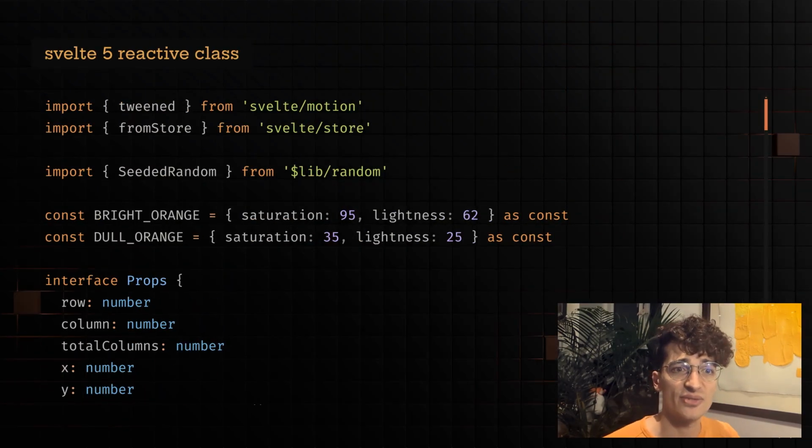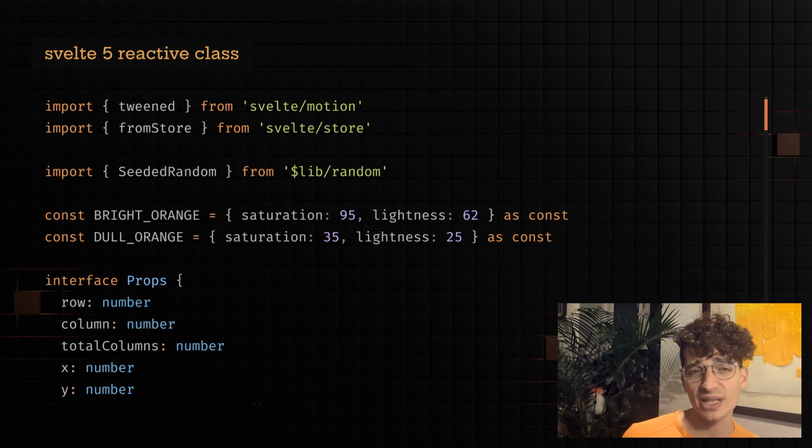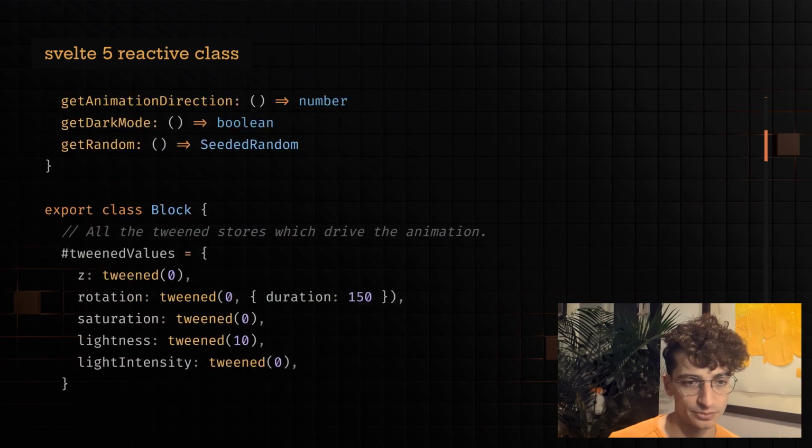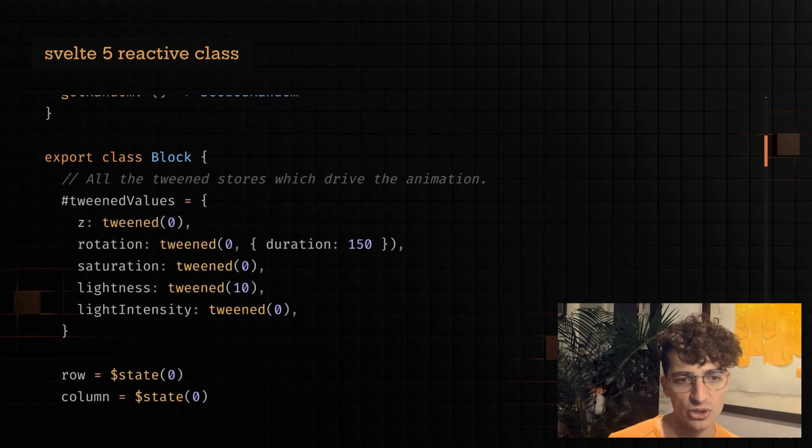This is the Svelte 5 reactive class. Again, it's pretty big and it's one of the largest things I've written with the new syntax, so there's probably stuff that's done awfully. Please let me know if there's better ways to do this. Here are all our tween stores. We're storing the rotation of each cube, the position, because our highlighted cubes are kind of pushed out forward from the backdrop, saturation and lightness for the color, and the intensity of the lights in the highlighted cubes.